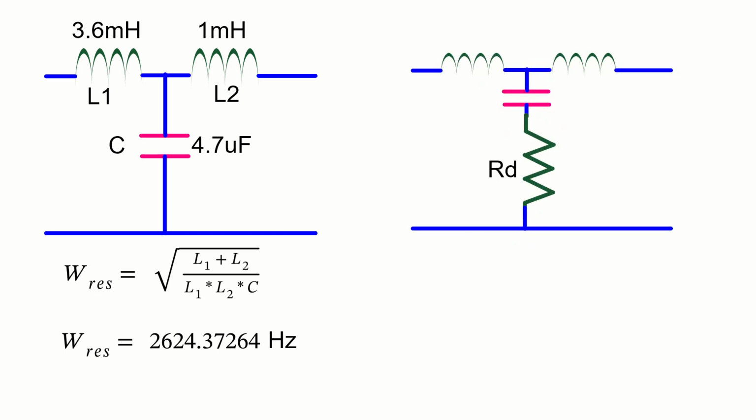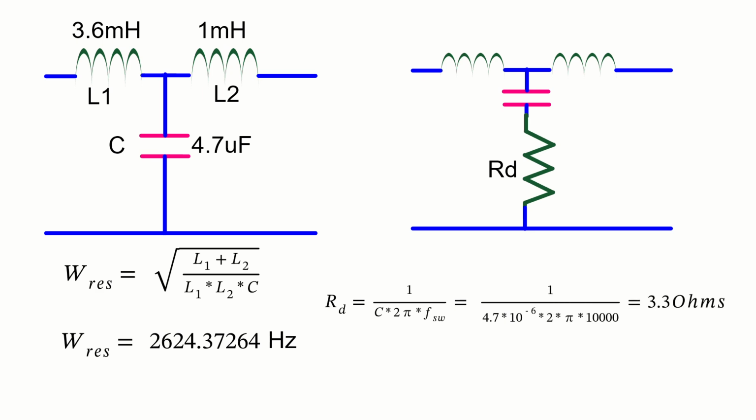Now, I'll demonstrate how to design a damping circuit. I'm employing a straightforward resistor-based damping circuit, where a resistor is connected in series with the filter capacitor. The damping resistor value is calculated using the equation, Rd equal to 1 by (C into 2 pi into FSW), where FSW is the switching frequency. Upon substitution, we obtain Rd equal to 3.3 ohms. I'll utilize this value during the simulation.